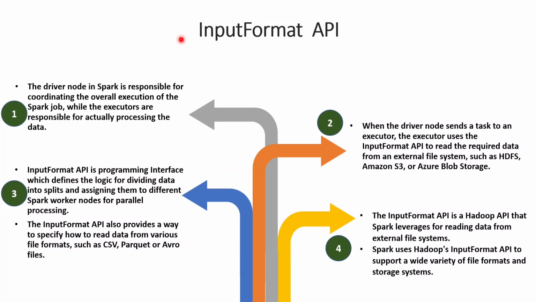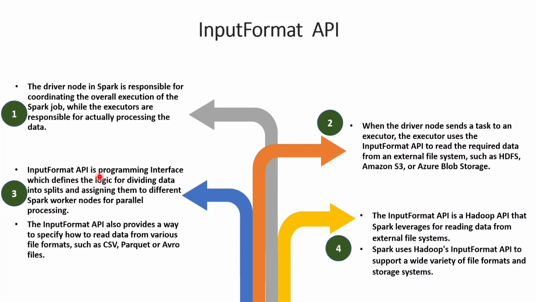Before understanding the input format API, let me summarize what happens when we submit an application. The driver node in Spark is responsible for coordinating the overall execution of the Spark job, while the executors are responsible for actually processing the data. The driver node sends a task to an executor. Then the executor uses the input format API to connect with external storage, such as HDFS, an Amazon S3 bucket, or Azure Data Lake Storage. So the driver is passing the piece of logic to the executor, and the executor is connecting to external storage with the help of the input format API.